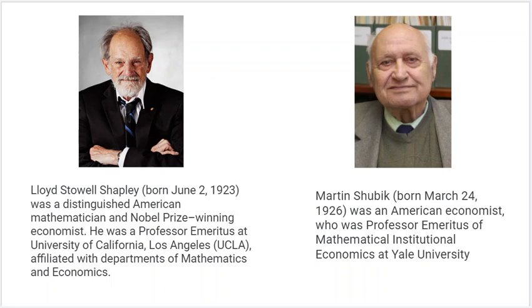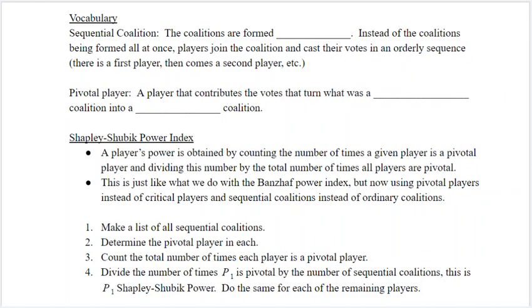Martin Shubik was an American economist who was professor emeritus of mathematical institutional economics at Yale. They both died in the last few years, so their findings are relatively recent. So let's start with some information about the Shapley-Shubik power index.